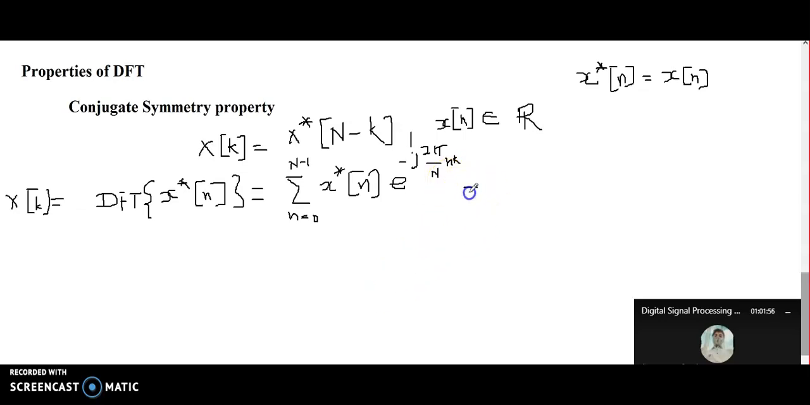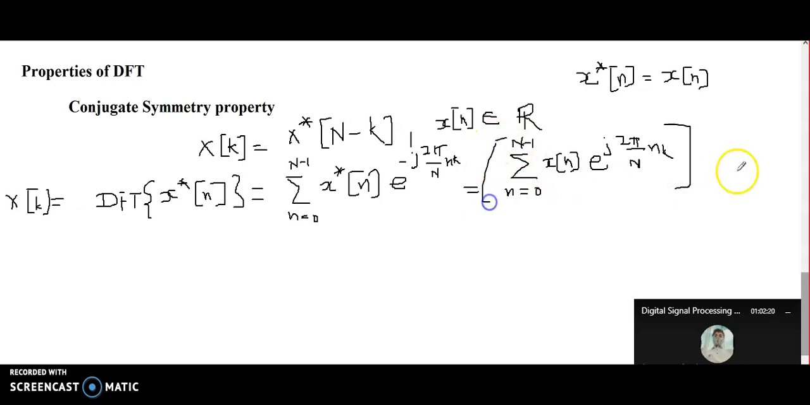Okay, and this can be written as summation n changing from 0 to n minus 1, xn and e raised to power j 2 pi by n nk, its complex conjugate. This thing can be written as, क्योंकि ये complex conjugate है, ये ले लिया और इसका उल्टा कर दिया.